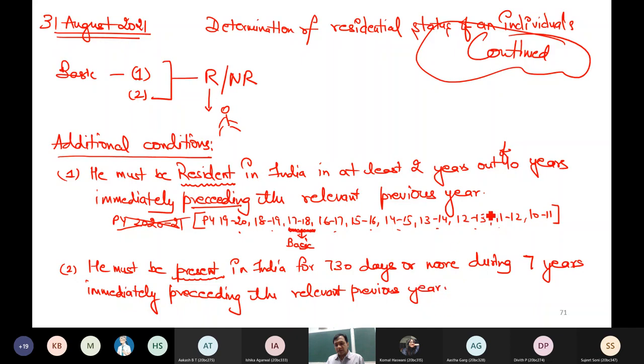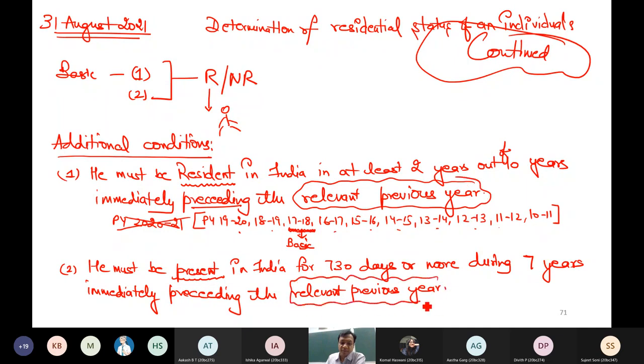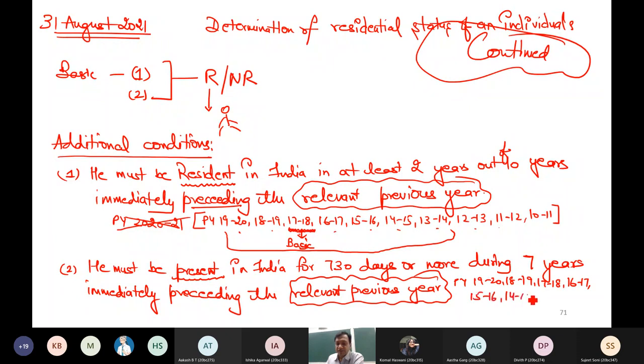That means you can notice one thing, that in additional conditions, my current previous year is of no relevance. I never check the current previous year because that I am already using in the basic condition. But in the last 7 years, which are these 7 years? These are the 7 years: previous years 19-20, 18-19, 17-18, 16-17, 15-16, 14-15, and 13-14. The total of these 7 must be at least 730. So this is my additional condition number 2.